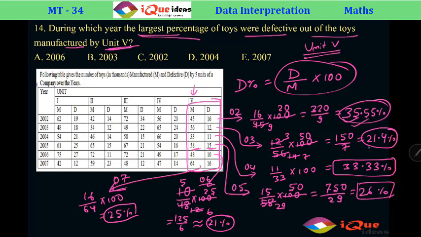So 35.55, 21.4, 33.33, 26, 21 and 25. I think very clearly 35.55 is the largest, that is in 2002. So the answer will be C option.